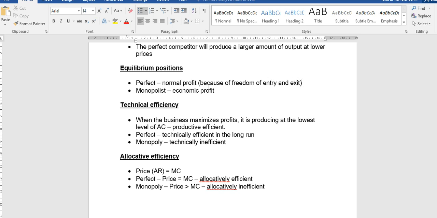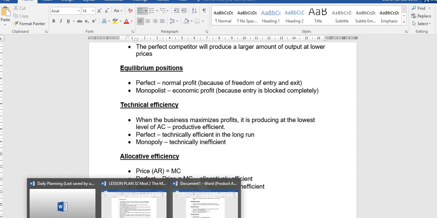Because there's freedom of entry and exit, when our individual producer is making an economic profit in the short run, others enter the industry, the prices will drop, and his economic profits will disappear in the long run. With a monopolist, he can make an economic profit even in the long run because entry is blocked completely. Nobody can enter his industry, so he will continue to make an economic profit into the long run as well.